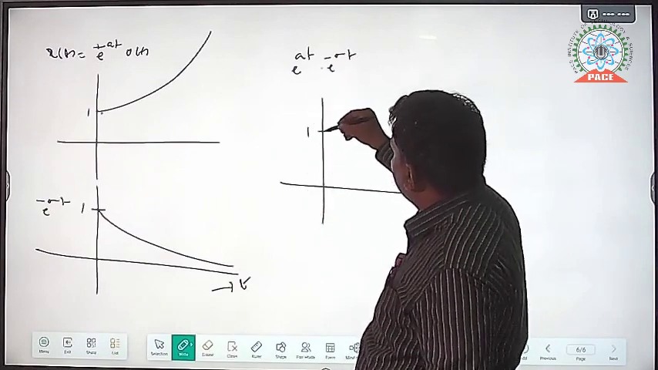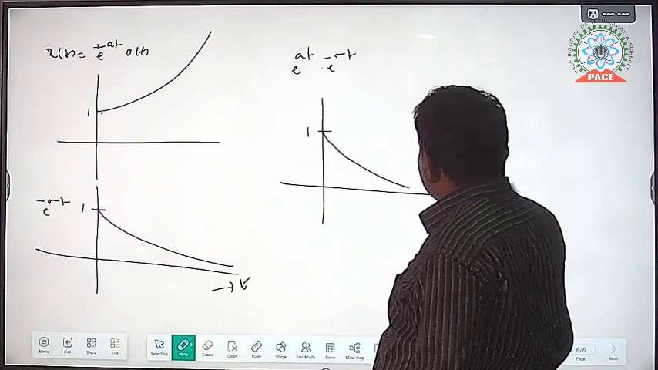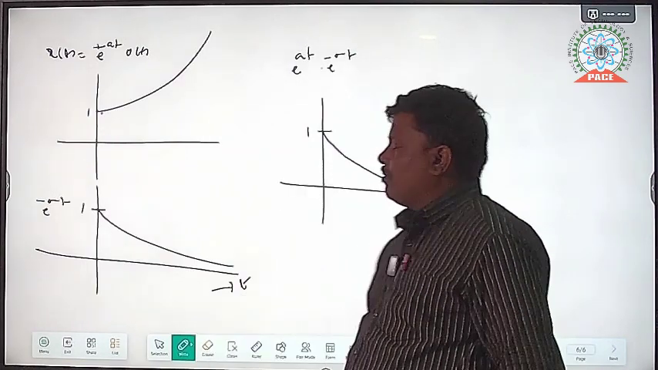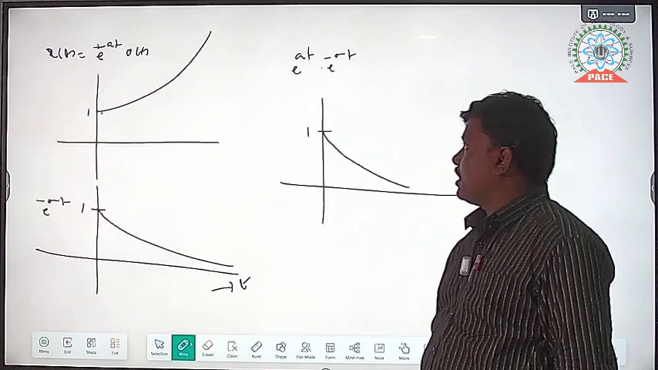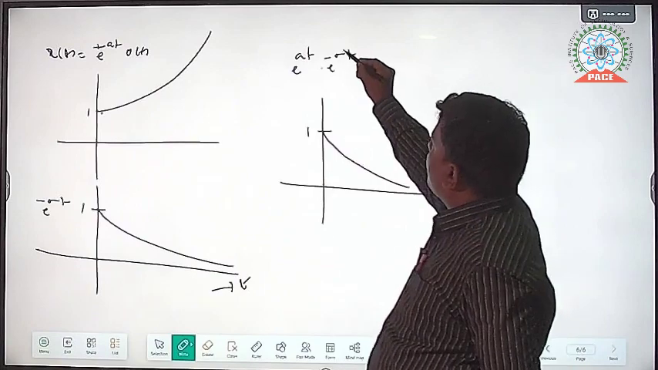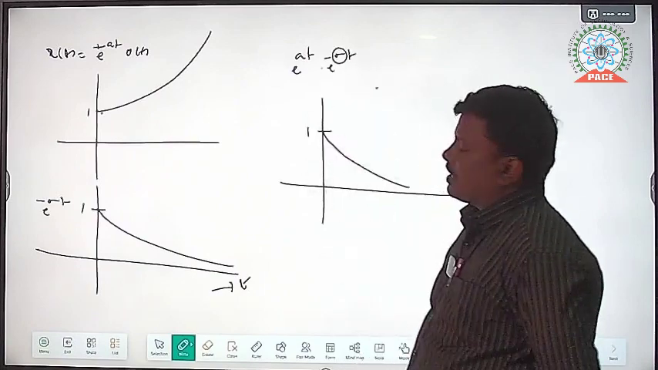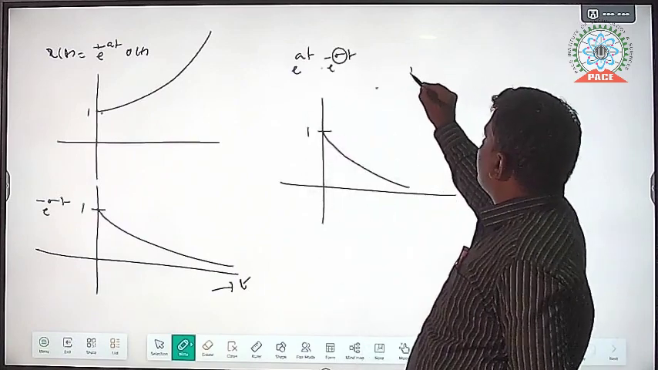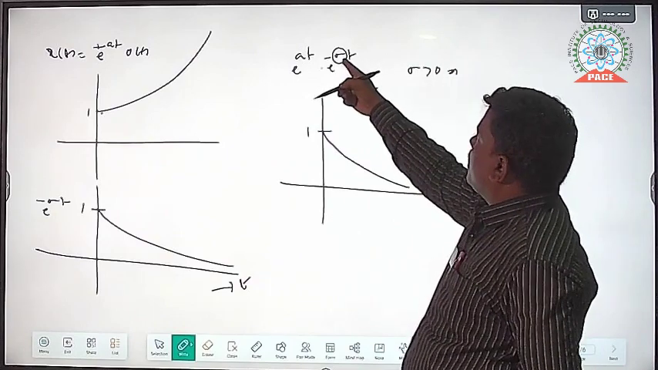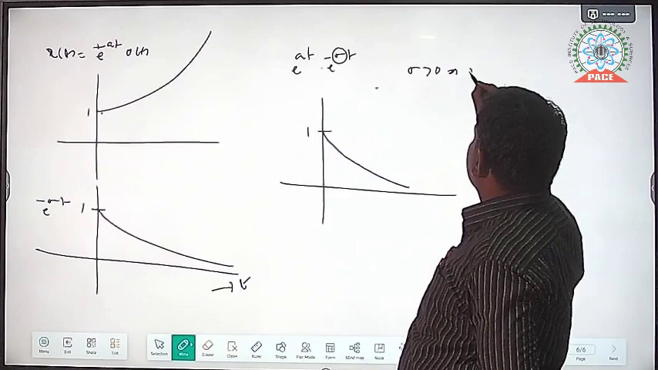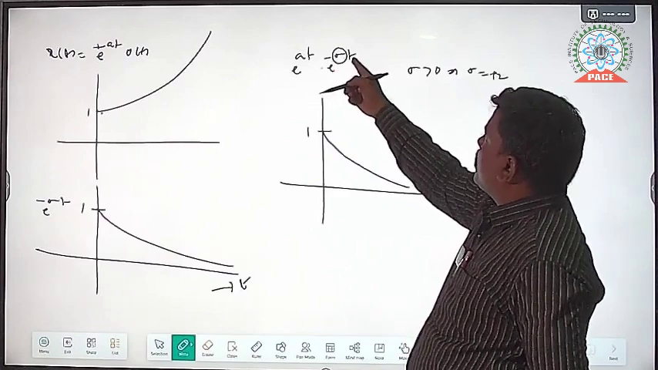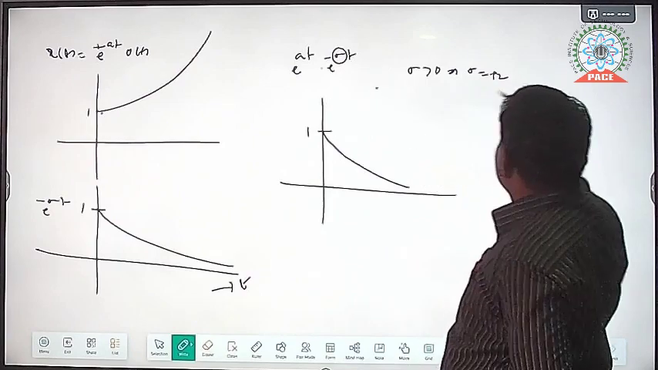So that's why the Fourier transform of e^(at) u(t) is not possible, but the Laplace transform exists due to this factor. For how many sigma values does this signal exist? Suppose sigma is greater than 0, a positive value. Suppose sigma is considered as plus 2, then we have e^(-2t), which is a decaying signal. So if sigma is greater than 0, the signal is possible.